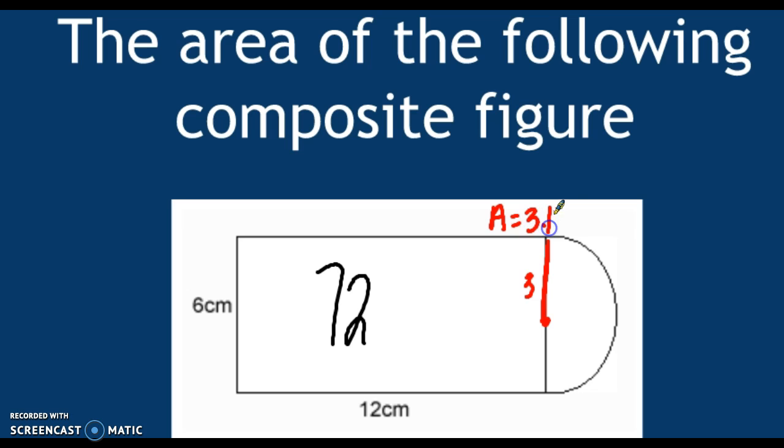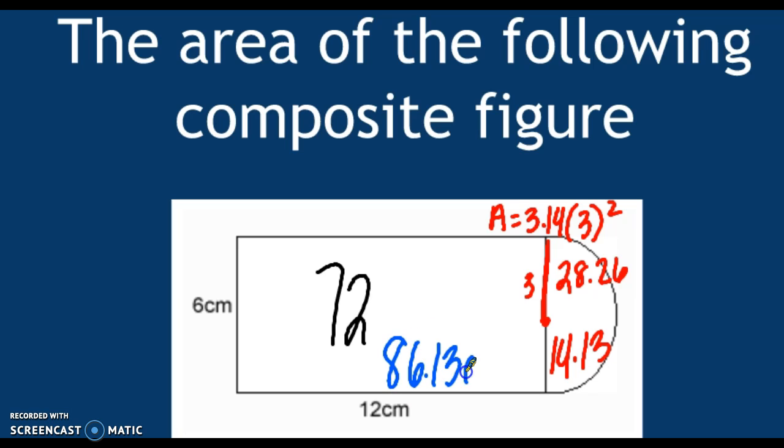Area equals 3.14 times 3 squared, which is 28.26. I only have half of a circle, so I have to divide this area by 2, and that gives me 14.13. Add this area with the rectangle, and you'll get an area of 86.13 square centimeters.